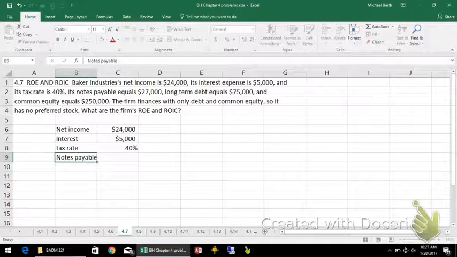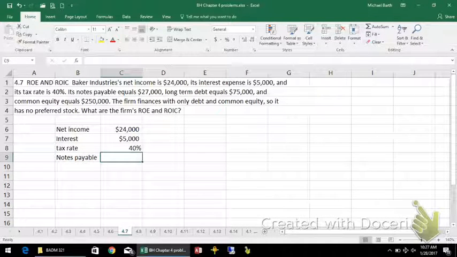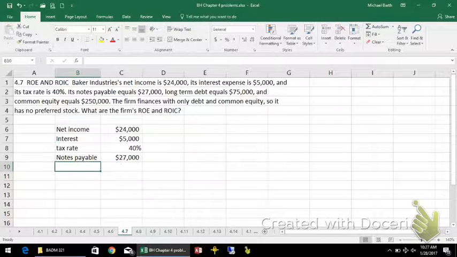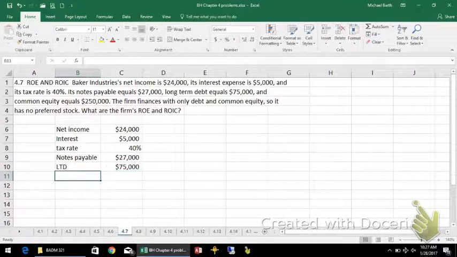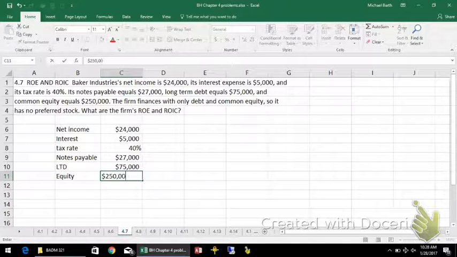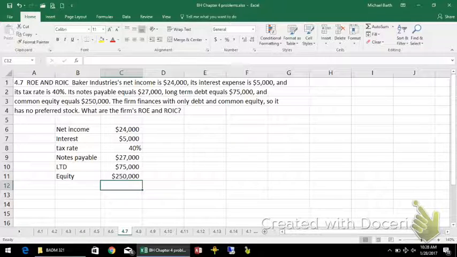Notes payable is $27,000. Long-term debt is $75,000. Common equity is $250,000. The firm finances only with debt and common equity, has no preferred stock. Alright, so based on all of this, we're supposed to calculate the firm's ROE, and its ROIC.